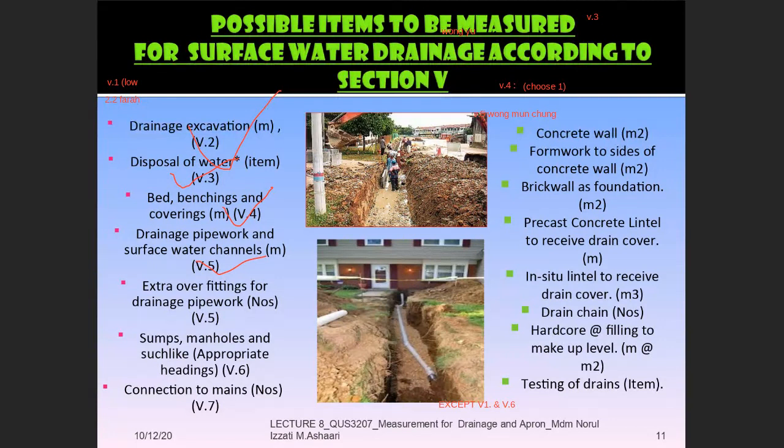Okay, and the V.6 is one. Please take it out because this one is under the second category of the measurement. We finish all the drainage, then only we go to the sum. Okay, but you have to continue with the connection to the main.